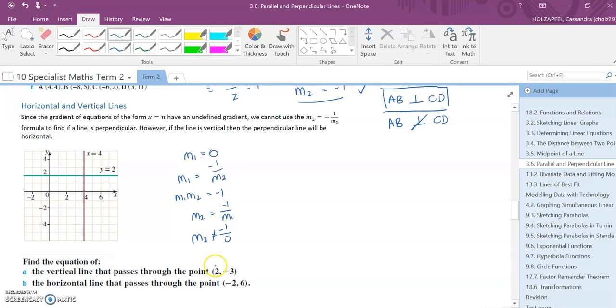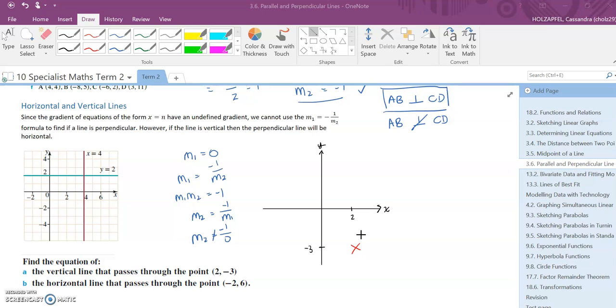So find the equation of the vertical line that passes through the point 2, 3. I'm just going to draw this and come back. So just quickly drawn this here. This is my graph and this is my point at 2, 3. And I want to find the equation of the vertical line that's passing through that point. Sorry about it, it's not very tidy, but it is what it is.